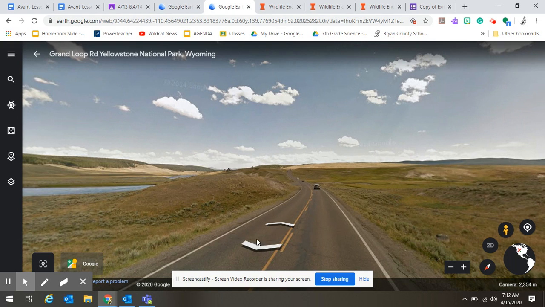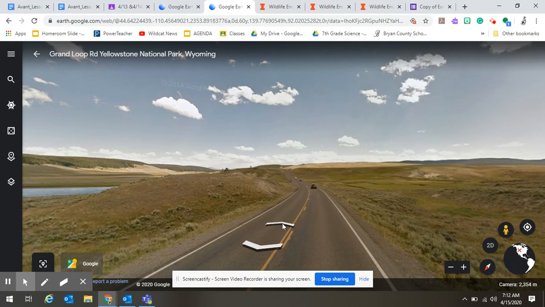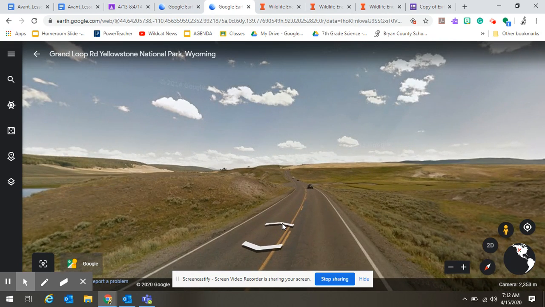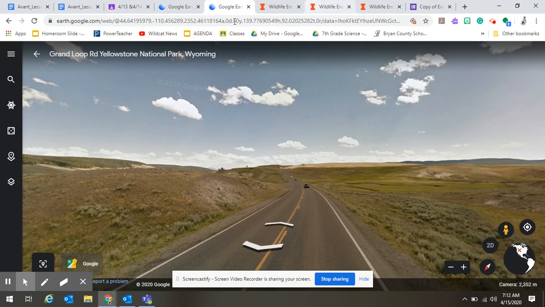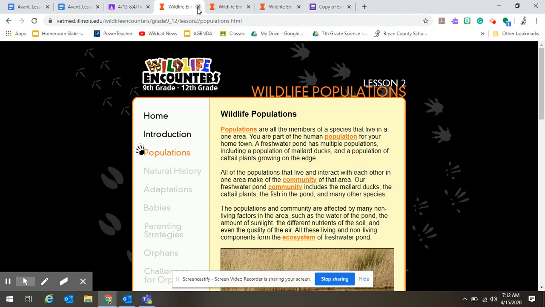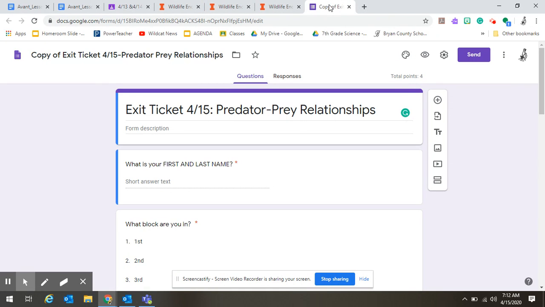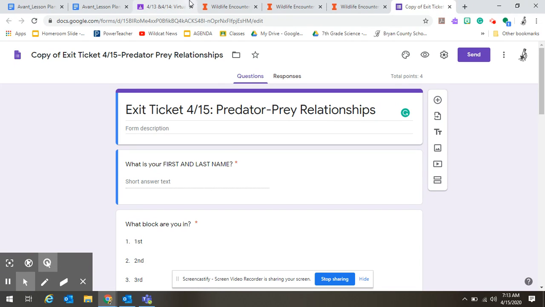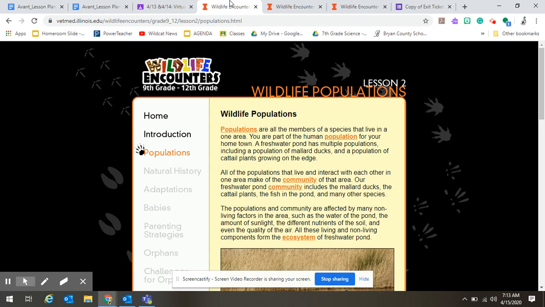All right, so I just want to show you guys that because this is probably a type of area that we would be focusing on in Yellowstone. All right, now switching over, we're going to do our reading and I'm going to be doing some explaining. All of this is going to help with your exit ticket about predator prey relationships. So make sure you're paying extra close attention.